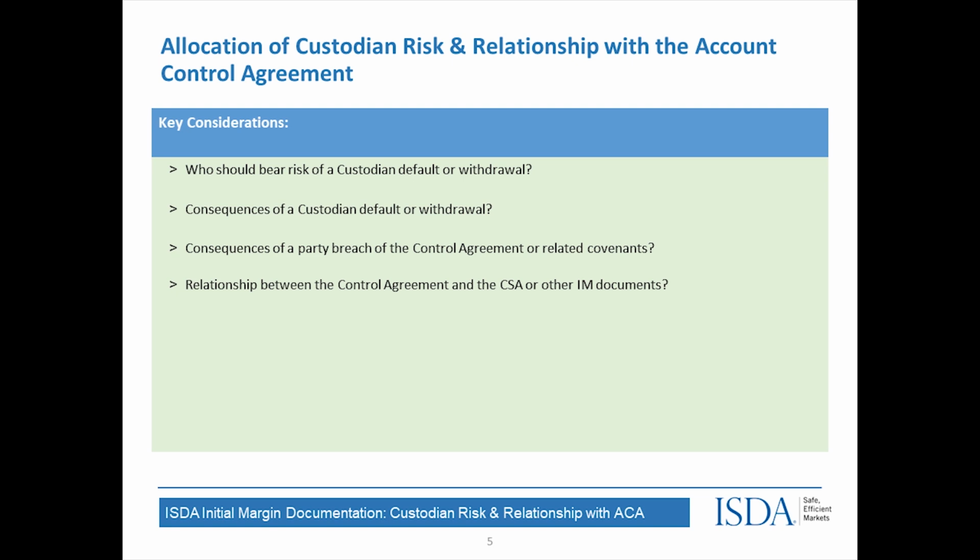So who will bear the risk of the default? What happens if a custodian defaults or withdraws or is removed? What happens if the counterparty says that they won't touch your collateral, but asks for the collateral anyway from the custodian? The relationship between the control agreement and the CSA or the other IM documents, what governs if there's an inconsistency? Who has to make the calls about what the value is? All of these options are available within the new IM CSA.